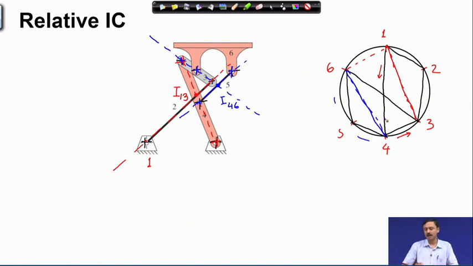Now, I can ask the question whether I can find out I 1 6. Now, I have two independent paths involving 3 rigid bodies. So, I 4 6 and I 1 4. So, let me use this.